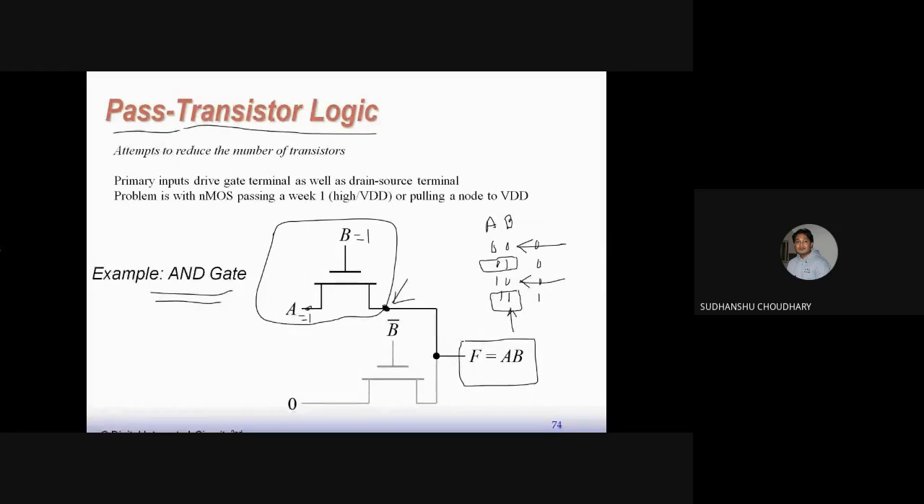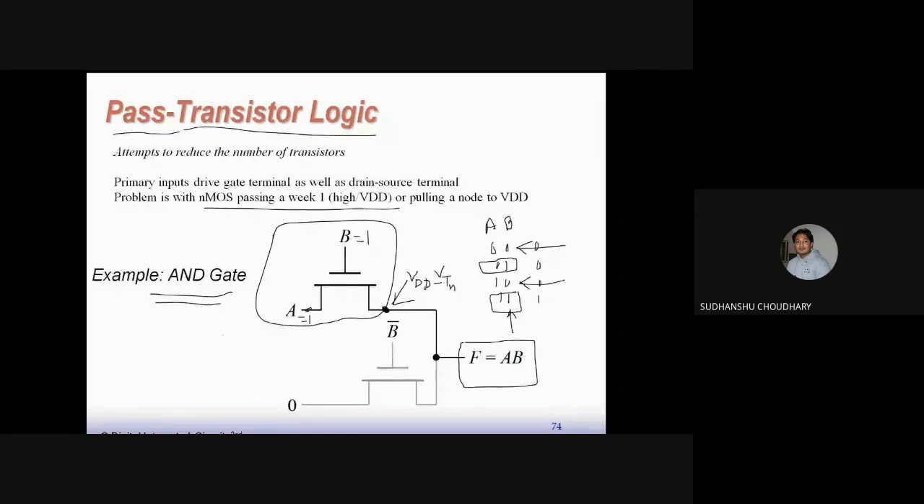Now the problem with pass transistor logic is that this NMOS passes a weak one, or a poor VDD. Since we understood that this NMOS can only pass VDD minus VTN, it cannot pass complete VDD. That is actually the problem with this logic circuit style. So that could be a problem. How could it be a problem?